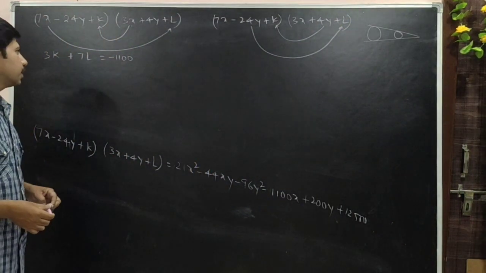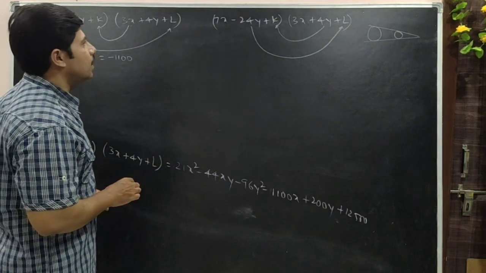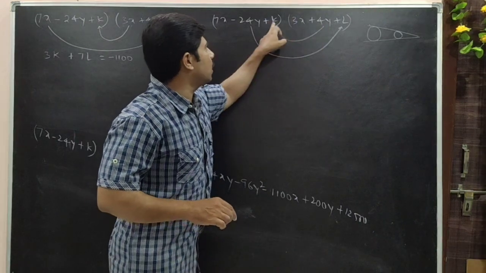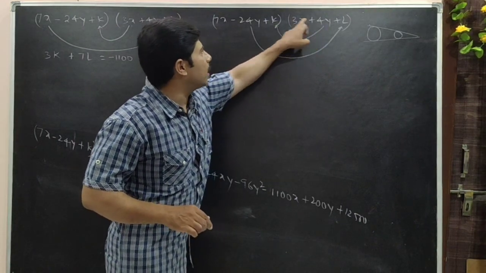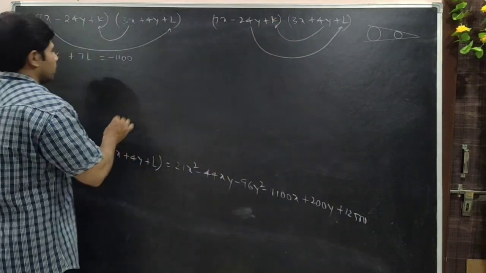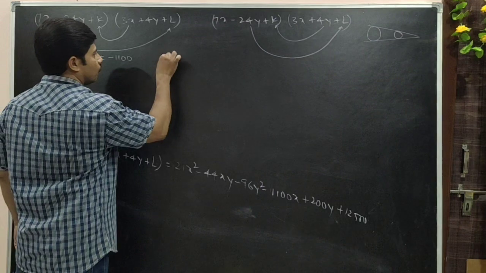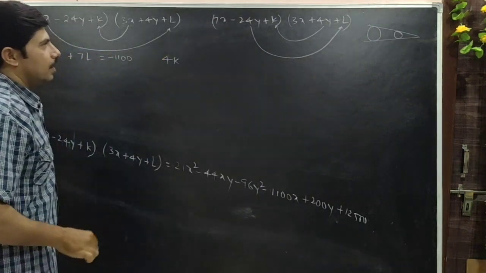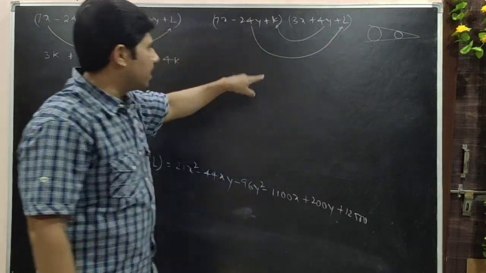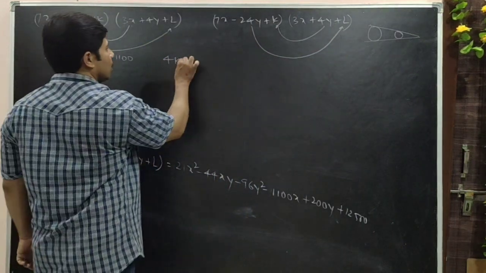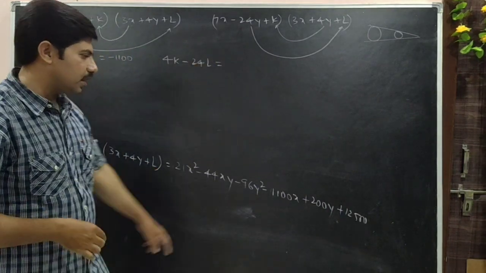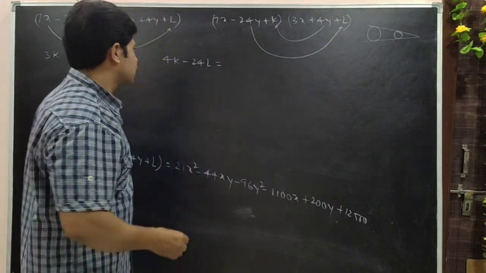I will write it. So, the coefficients of y will be, suppose first we will add the k terms. Here if I multiply these two, I will get the y coefficient as 4k. See, 4y into k, 4ky. So the y coefficient is 4k. So, here I will write 4k. Then l. L is to be multiplied to minus 24. So, I will get minus 24l as the y coefficient, equal to what is the y coefficient on the other side? It is 200.